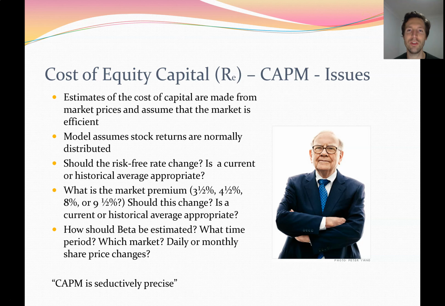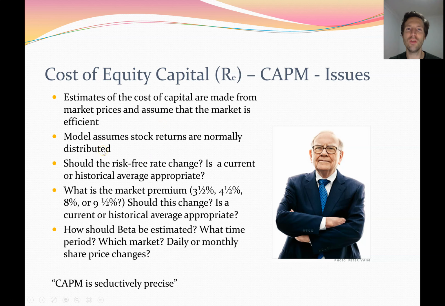So let's recap some of the issues. We've got this model called the capital asset pricing model. It's used to calculate the cost of equity capital, or RE. However, the estimates of the cost of capital are made using market prices. When you do that beta estimate, share price changes compared to market changes, it's assuming the share market is efficient when you're calculating beta. So we're making an assumption the share price is efficiently valued, then we're going to try and fundamentally value it. Well, if the market's efficient, our fundamental valuation should be very similar to the actual price. So a little bit of a weird paradox there.